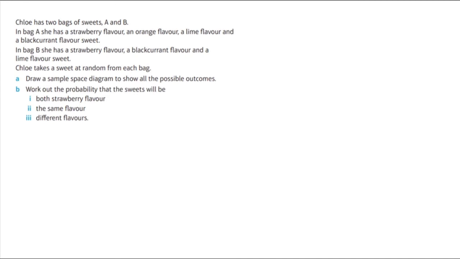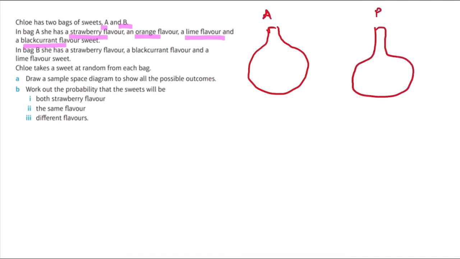This says that Chloe has 2 bags of sweets, A and B. So here's my highlighter now. So there are 2 bags, A and B. In bag A, the flavors are strawberry, orange, lime, and blackcurrant. So what I'm going to do is draw the bag A. So you can draw this bag, and this is bag A. I'm going to label it as A, and there's another bag now, which is bag B.